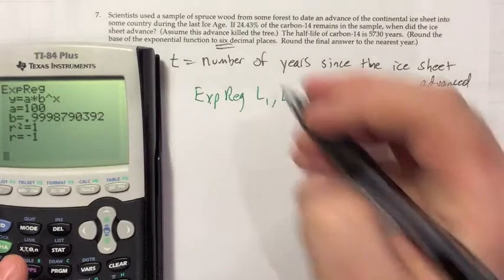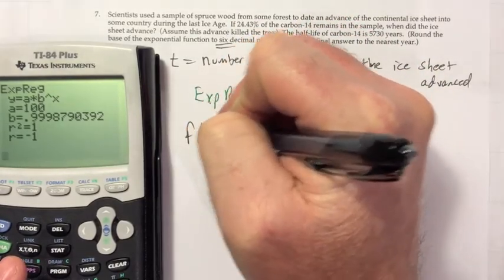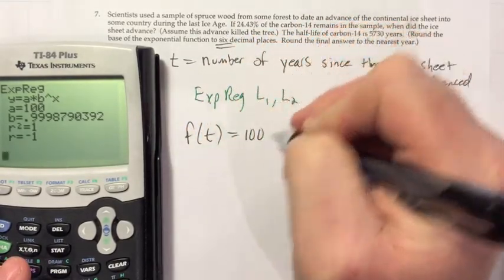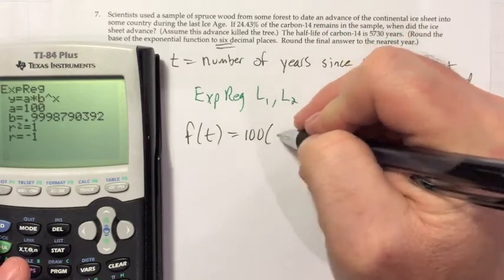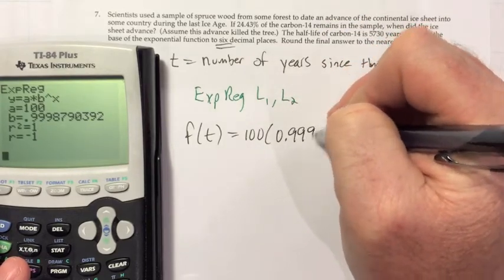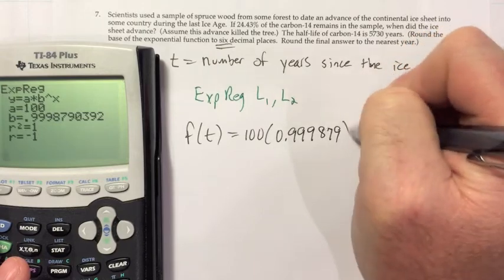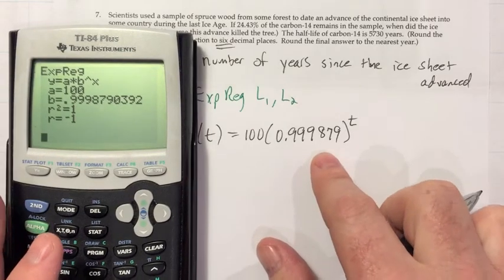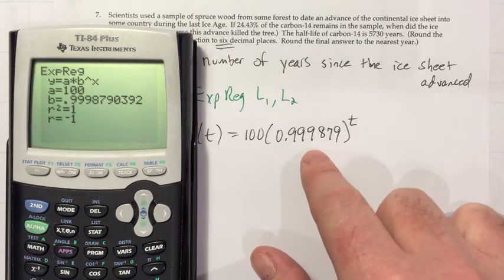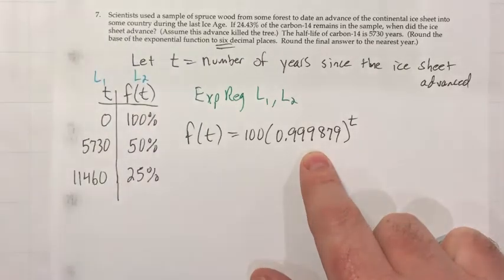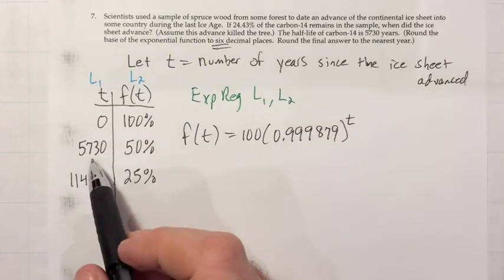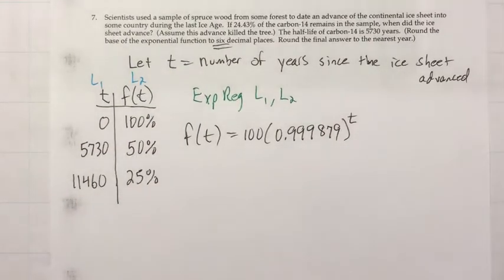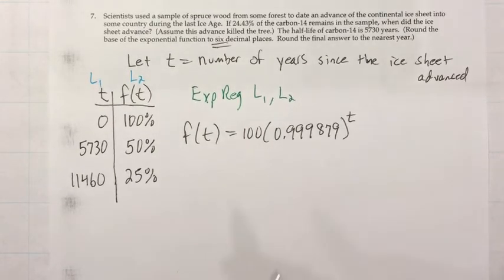Yep, 6. So f of t is equal to 100, the initial percentage of carbon-14, times 0.999879 raised to the t. So putting the 6 decimal places, noticing that that is below 1 because it's a decay, very close to 1 because this decays slowly. It takes 5,730 years before half of it's gone. So we're probably not losing very much each year. So it's just a very small difference between that number and 1.